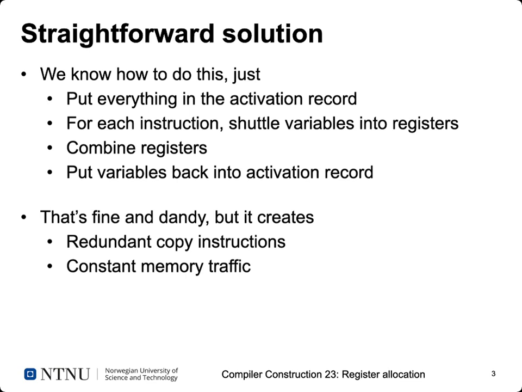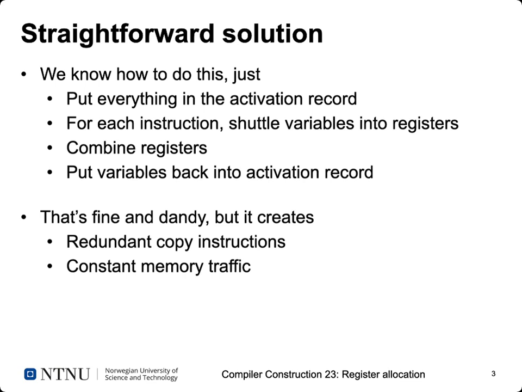A very straightforward and simple solution would be just to ignore registers as much as possible. We could just put every variable directly in the activation record for its function, or in the global data section for global variables, obviously. And for each of the instructions we execute, we would first load the operands from memory into the registers, then do the operation on these variables, like an addition. So we combine the registers into a new value, and then we write the variable back into the activation record in memory.